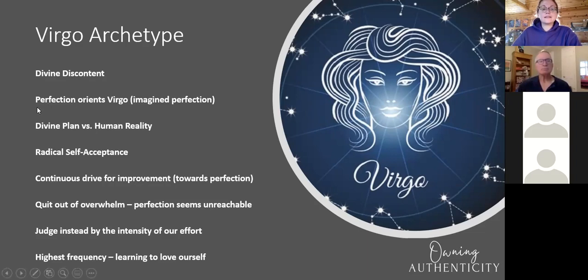And really the balance is to let perfection orient Virgo. So you imagine perfection, and that's okay. It's good to have a vision and a clear idea of what it is that you want to create. But the highest expression of Virgo is learning to love yourself when the reality basically never measures up. It just is never good enough. It's never going to be the perfection that you imagined in your mind.